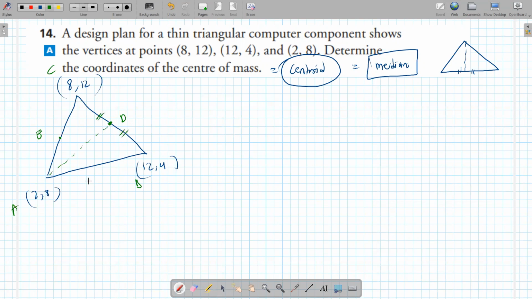Cuts it in half exactly. Cuts it in half exactly. What is point D? Remember, it's the midpoint between C and B. Tell me the coordinates of point D. Is it (10, 8)? Yeah. What's E? Again, you know how to do this. It's going to be (5, 10), okay? It's just the midpoint between 2 points.